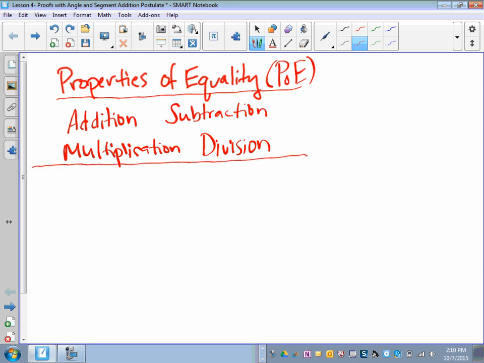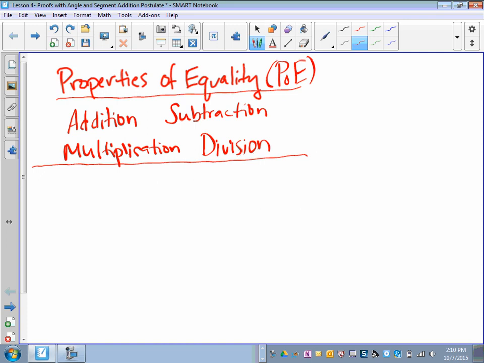Alright, so again, anytime we're adding the same thing to both sides, subtracting the same thing from both sides, multiplying or dividing both sides by the same thing, that would be addition property of equality, subtraction property of equality, multiplication property of equality, division POE. Make sure you have that POE with it. If you just say addition, that's not the correct property. That's not even a property.